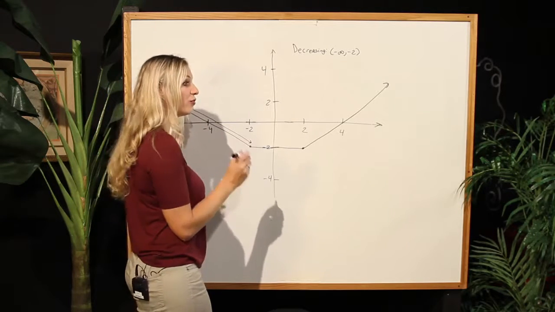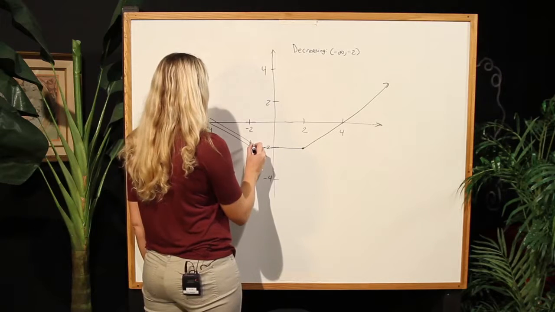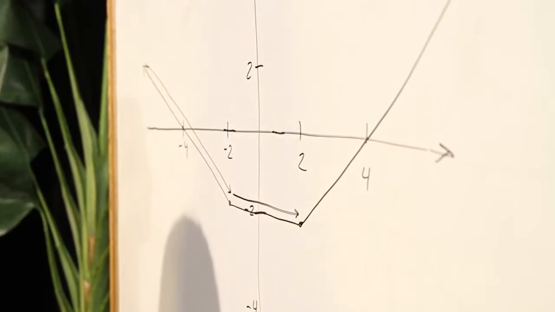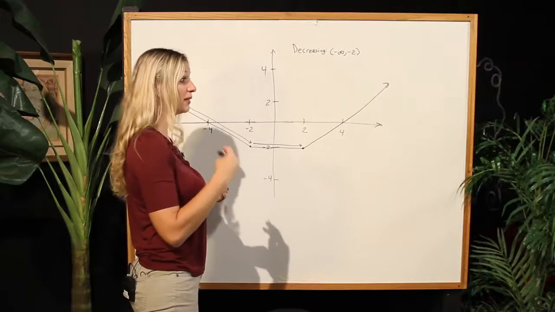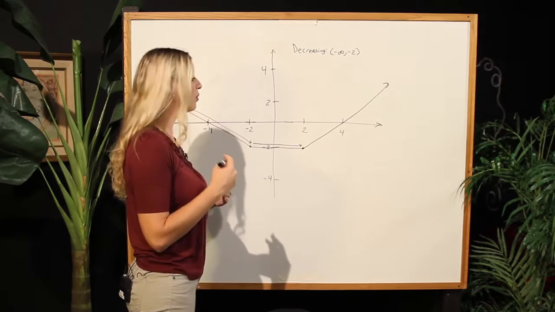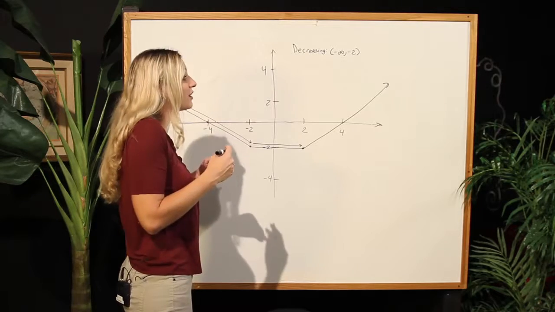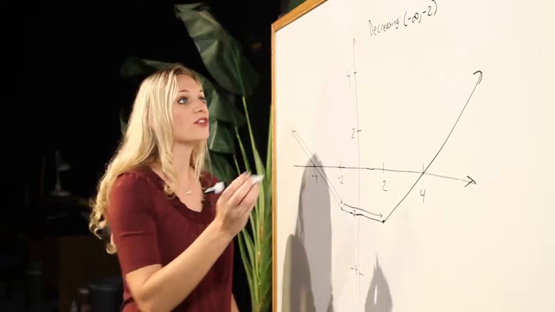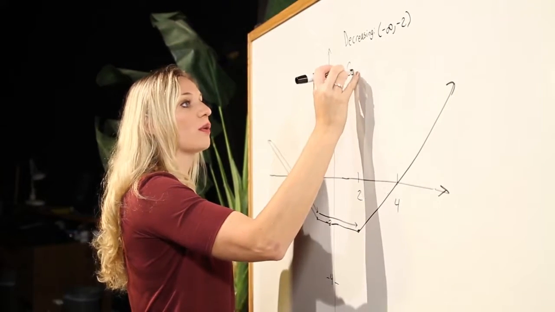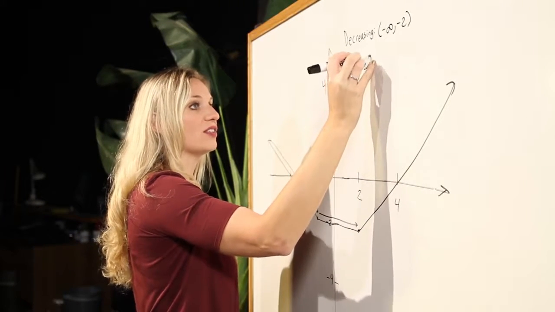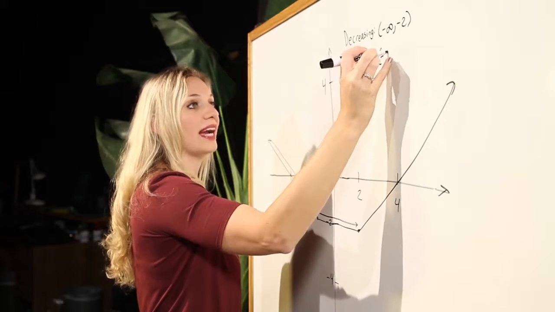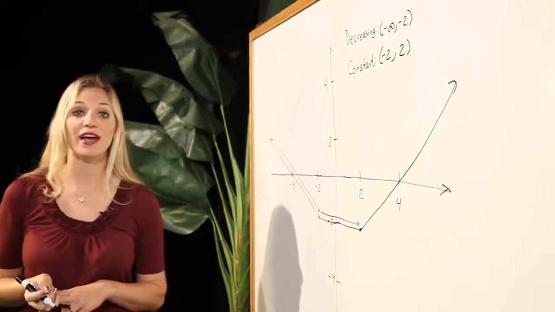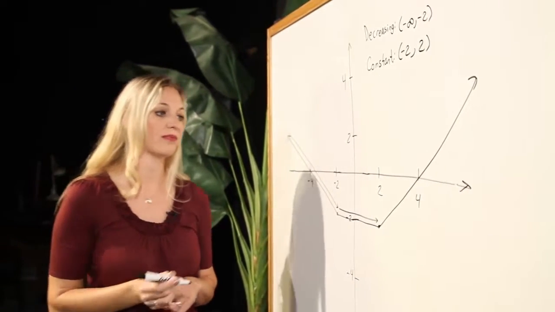Now let's continue following our graph from left to right. As we follow along the bottom of the graph here, we'll notice that we have a horizontal piece. When we have a horizontal line, my graph is neither increasing nor decreasing. The y value has no change. So this means that my graph is going to be constant from the x value of -2 all the way to the x value of +2.